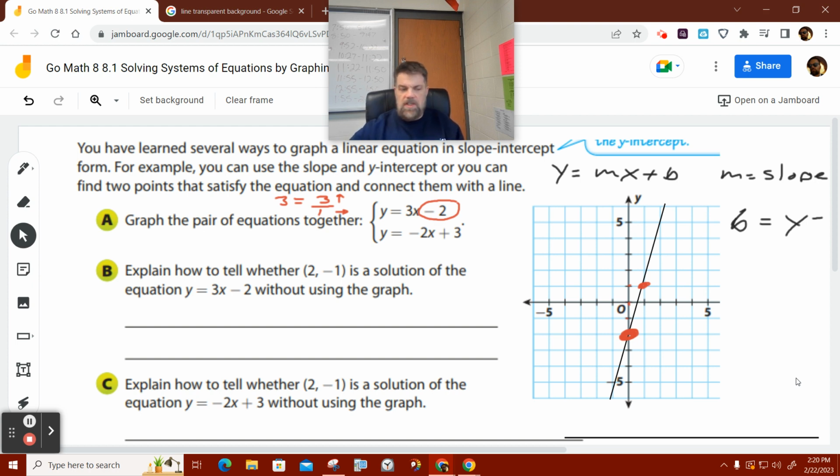So that's that first equation, right? So now what we're going to do is graph the second equation. So we basically repeat the process.